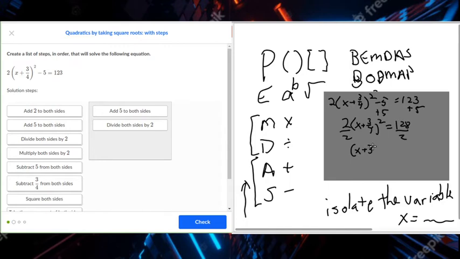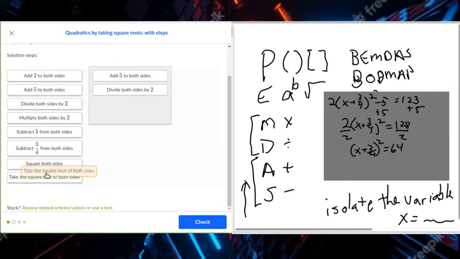X plus 3/4 quantity squared is equal to 64. And now what do I want to do? We want to move up again. I'm going to do the exponent. This is a square, so I want to take the square root. Take the square root of both sides.